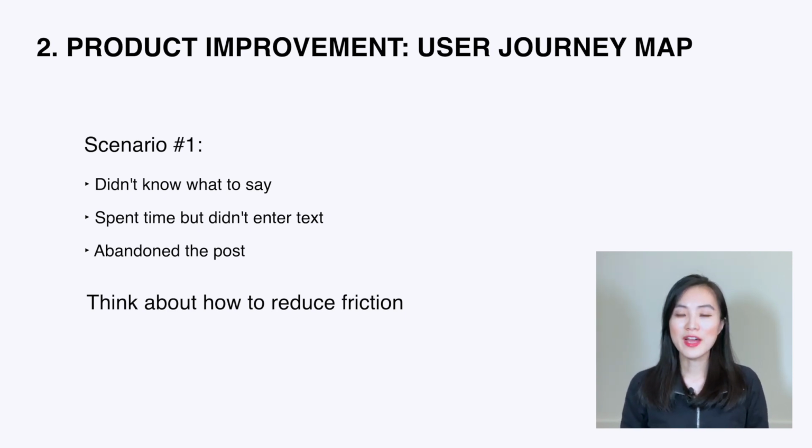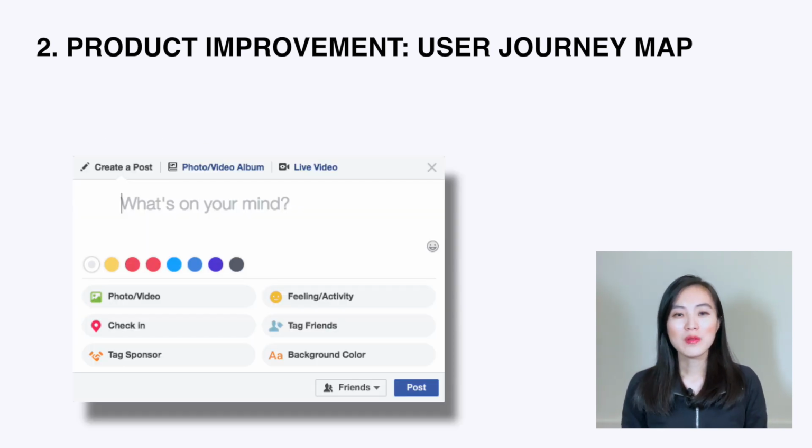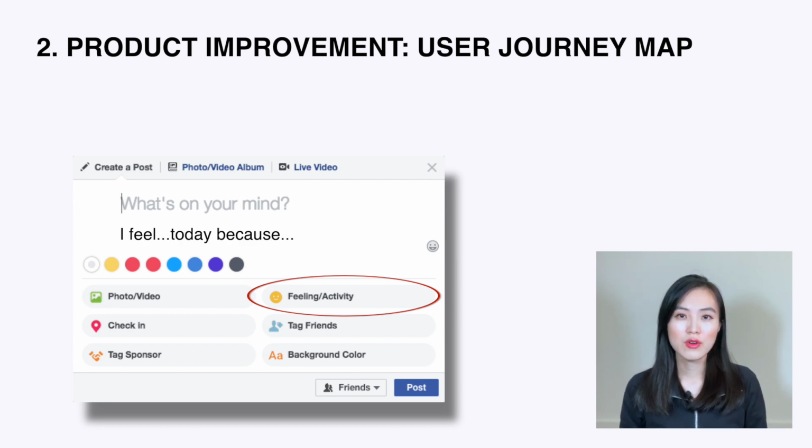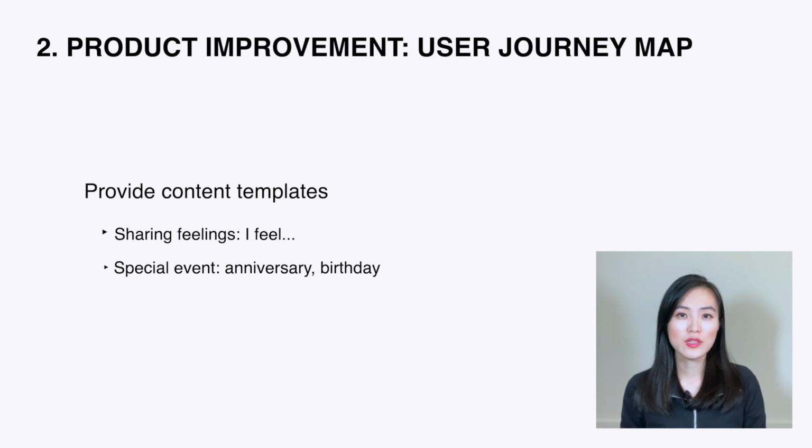Well, you may have better ideas, but here I want to share with you some of mine. We could probably provide a few templates that can be used easily by users. For example, we can have a template that asks the user to fill in their feelings, like "I feel something today because of something else." Or if it's a special day, such as an anniversary or birthday of the user or for someone they are closely connected to, we could pre-generate the content to simplify the process of posting.